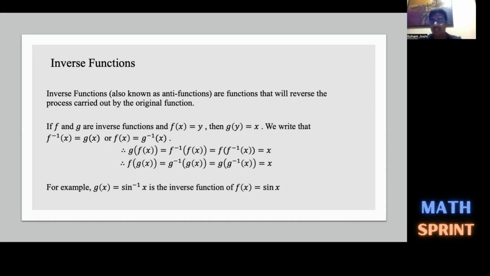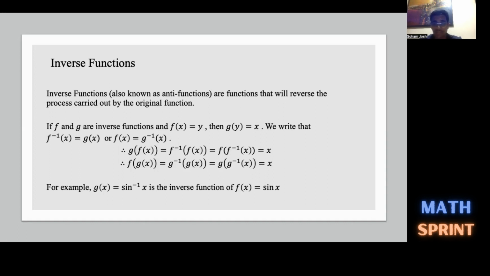To avoid confusion, some mathematicians prefer to add the prefix arc to a trigonometric function to represent its inverse. For example, y is equal to arc sine x is the inverse function of y is equal to sine x. Now, here's another important thing to remember. Inverse functions only exist for functions that are one-to-one for a given domain.